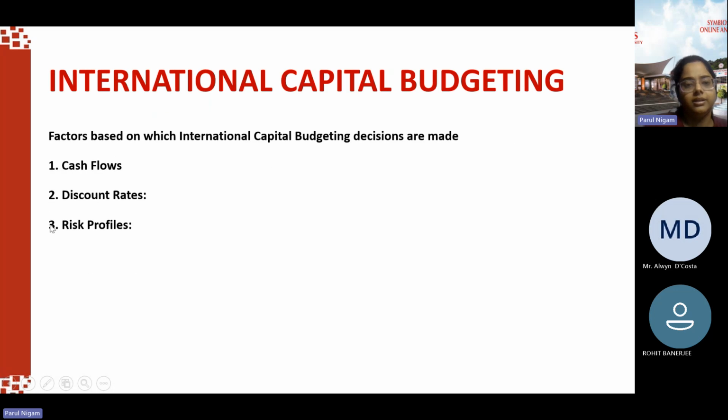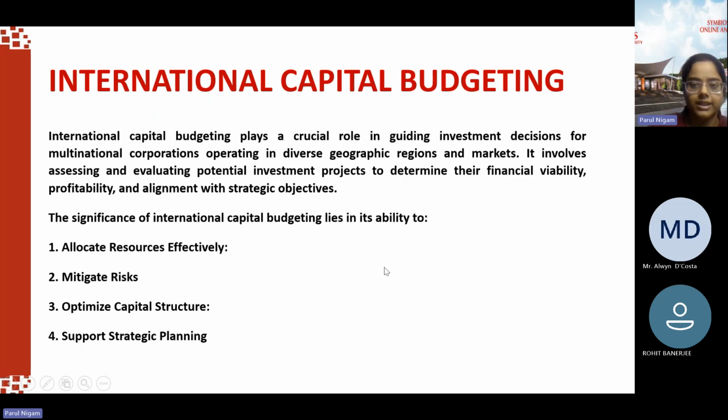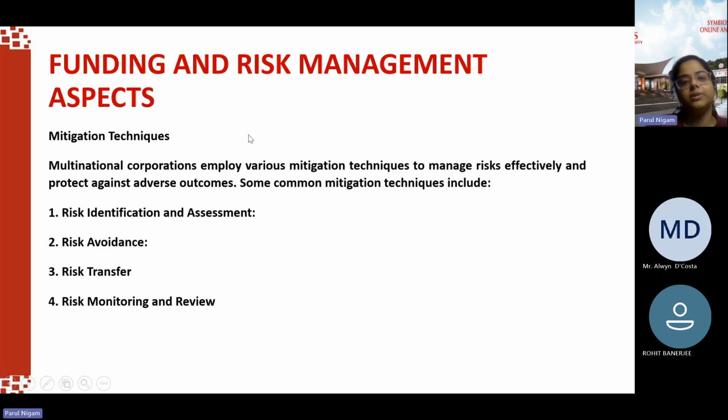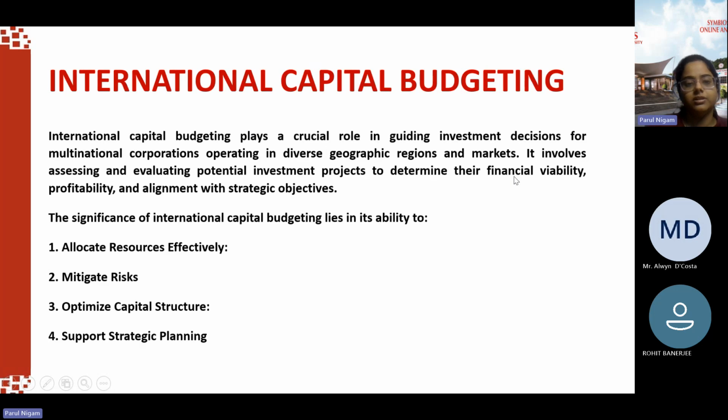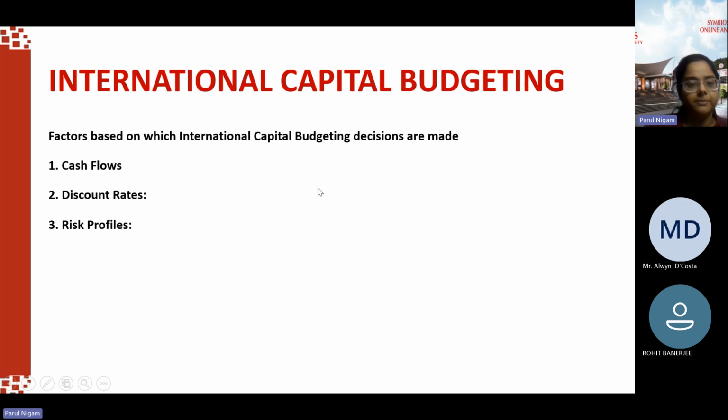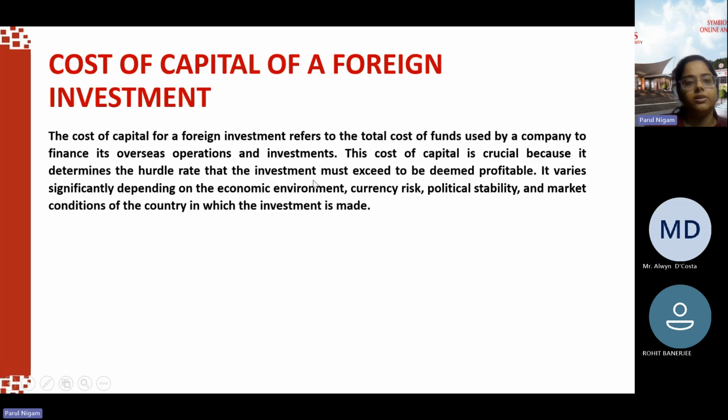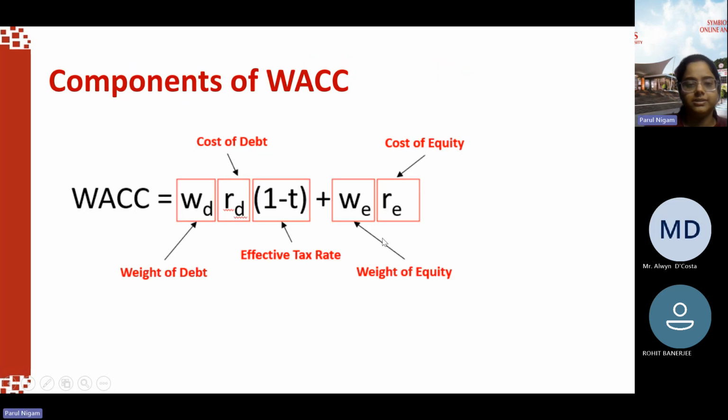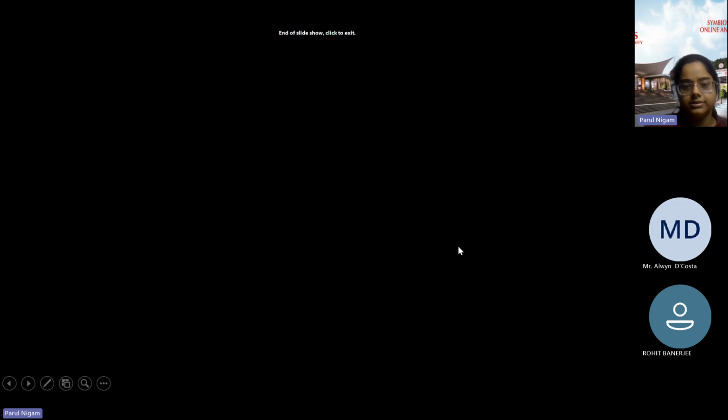Then international capital budgeting. What is capital budgeting? Planning for bigger, high-valued investments. Deciding whether to take up a particular international project or not, you will be using the techniques mentioned under this topic of capital budgeting. Then your cost of capital and WACC, which we have already discussed.